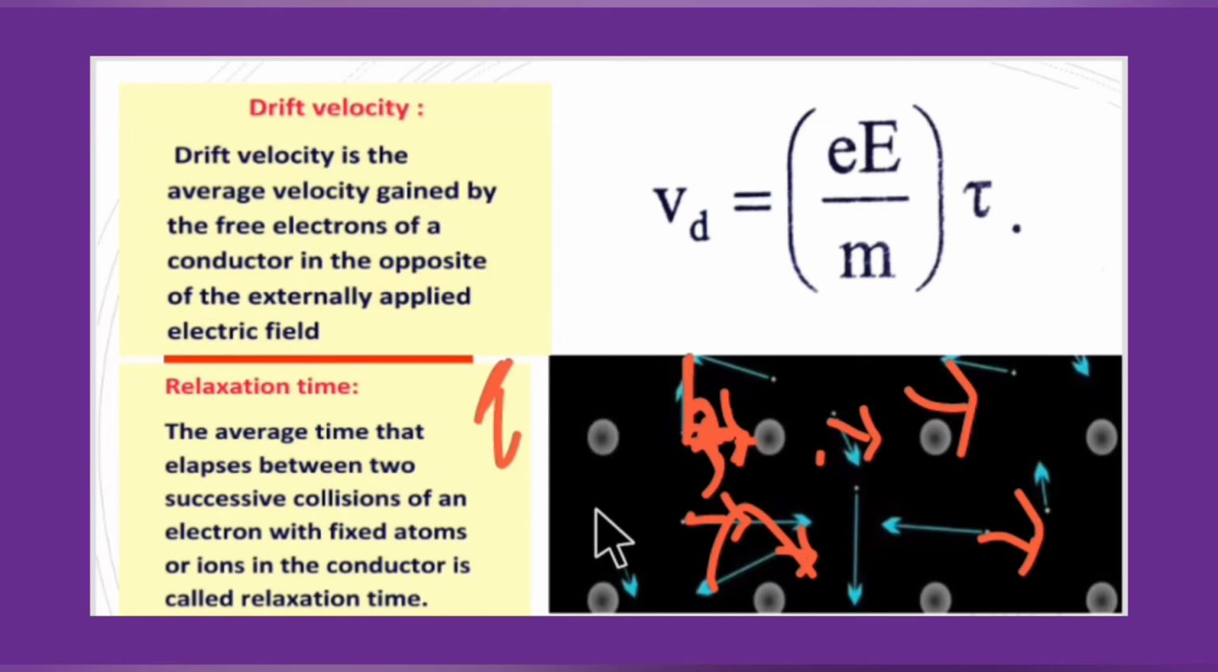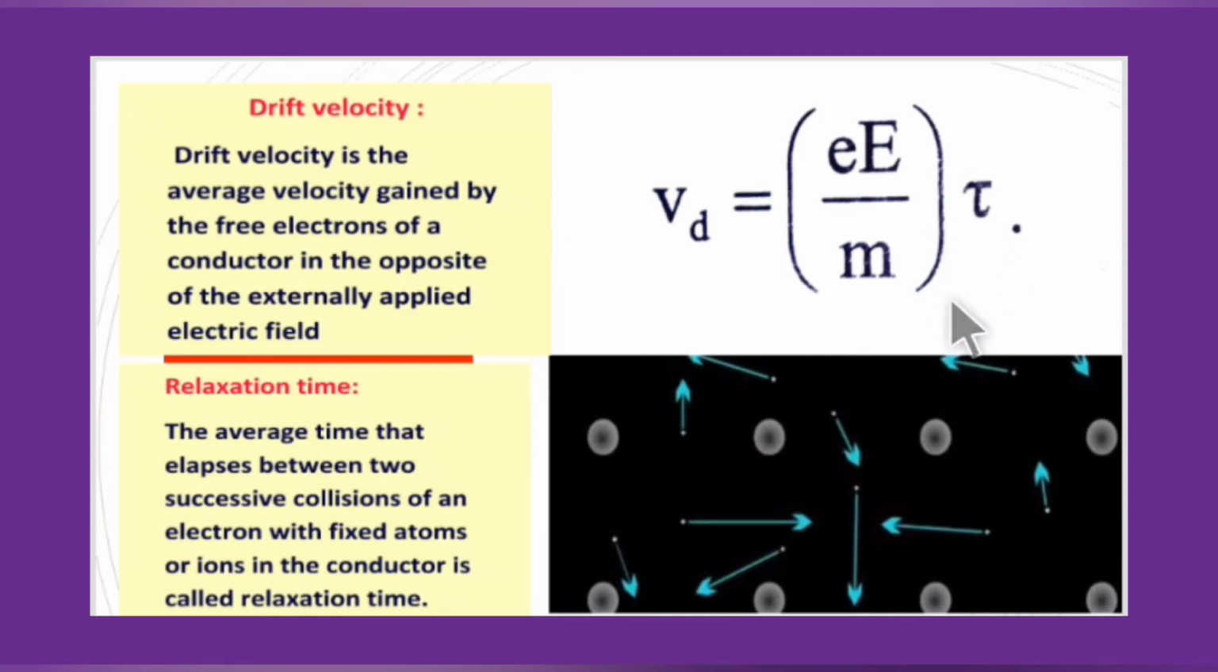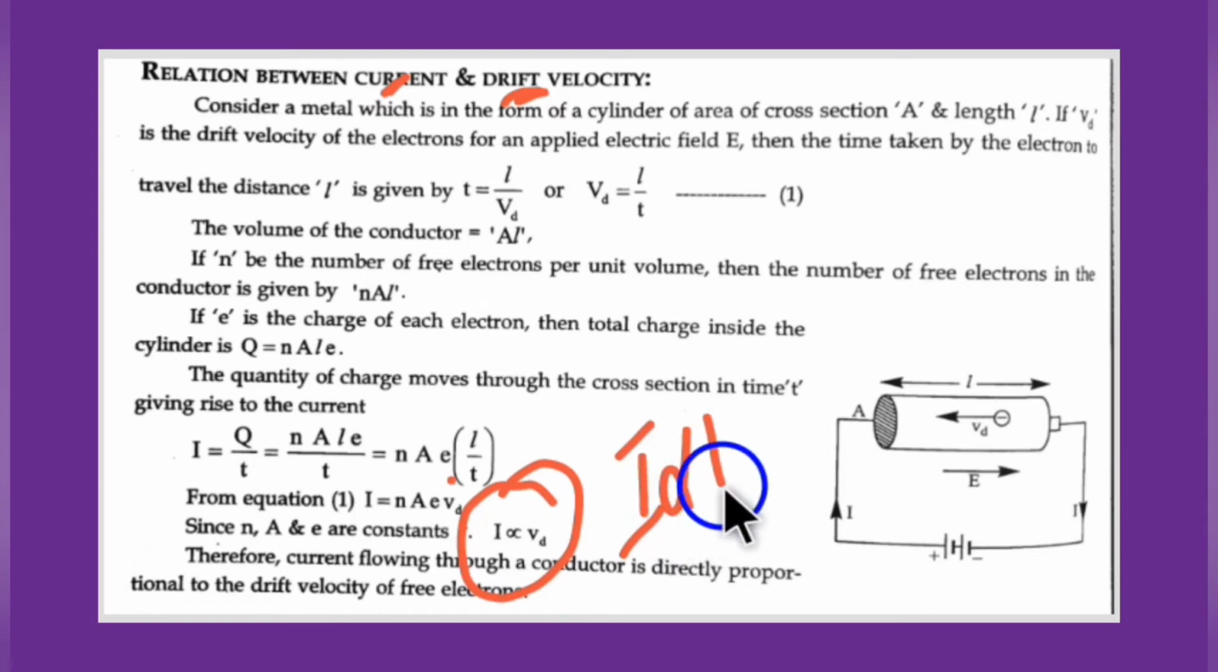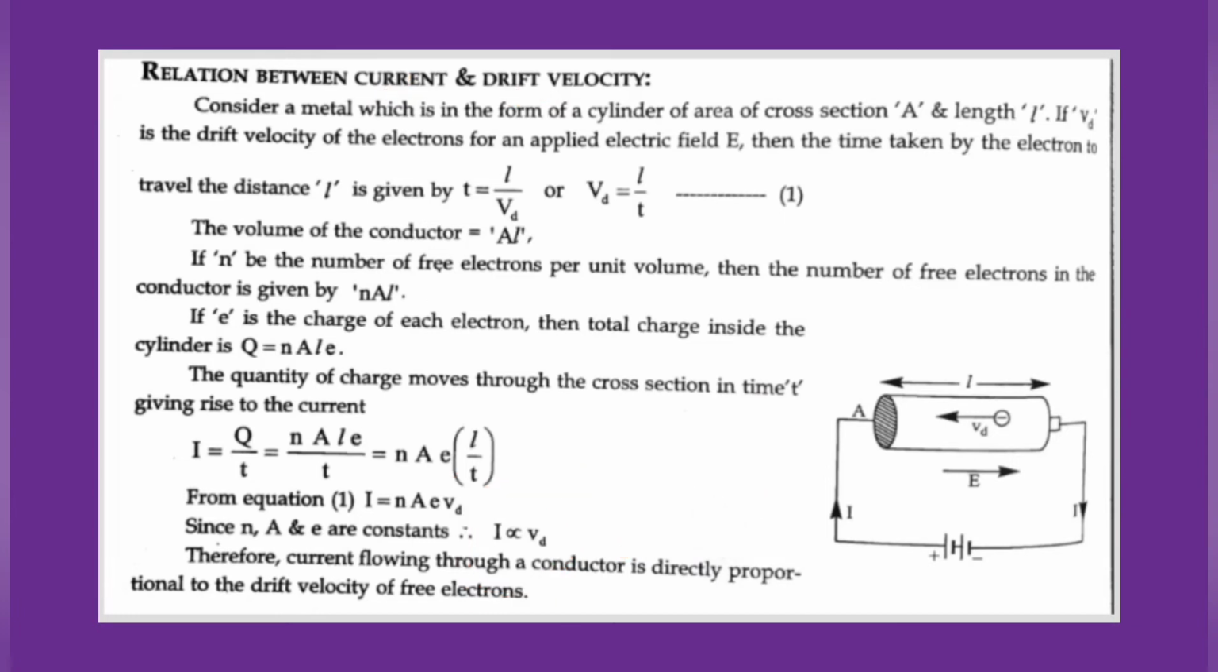As the temperature increases in the conductor or in a metal, the relaxation time decreases. When the temperature increases, relaxation time decreases. This point you remember. Let us now check out the relation between current and drift velocity. Actually the main relation here is that current is directly proportional to the drift velocity. When the current through the conductor increases, drift velocity also increases. So this point you remember. Let us check out how it is.